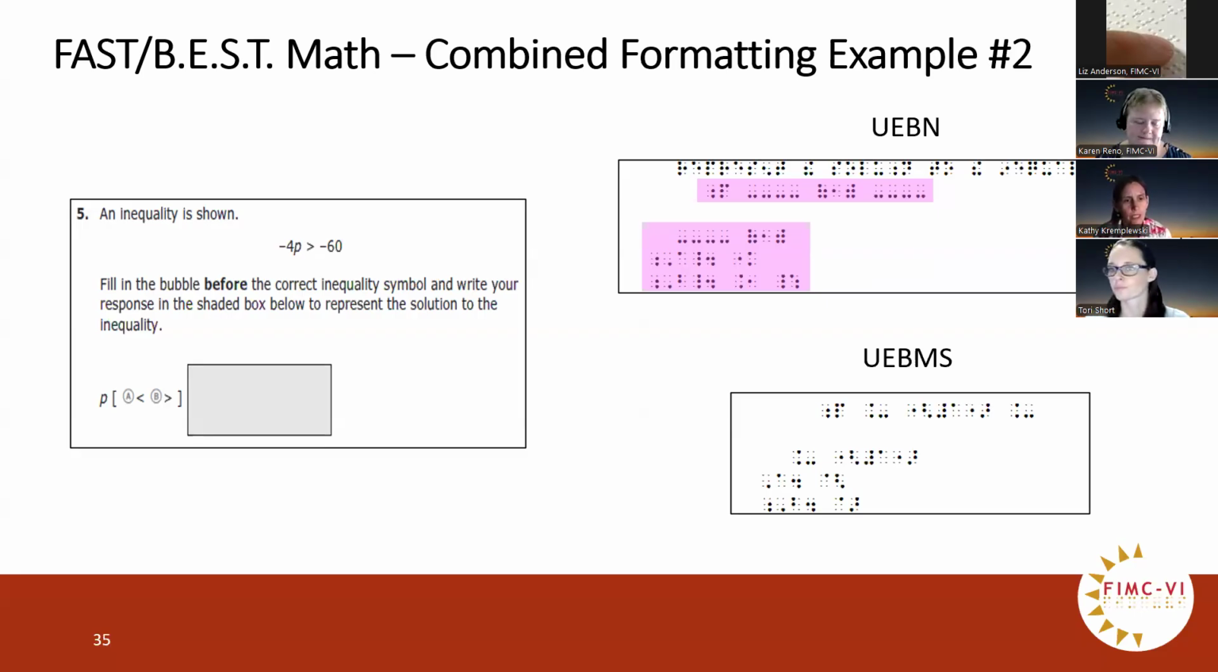So in the pink highlighting, you have the opening Nemeth indicator at the end of the first line. The second line reads P blank, parentheses 1, and then another blank. And then below, blank number 1 is repeated with the answer choices listed vertically below it: A less than, B greater than. The second sentence would be changed to read, write the letter of the correct inequality symbol and write your response for the following blank on your Braille paper to represent the solution to the inequality.